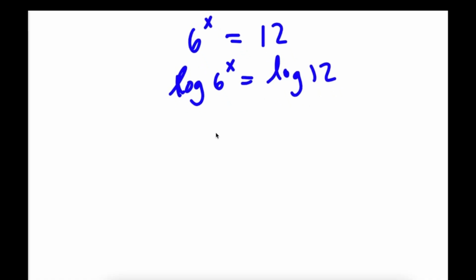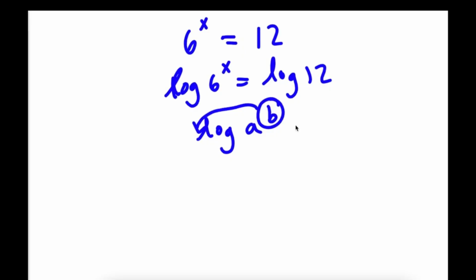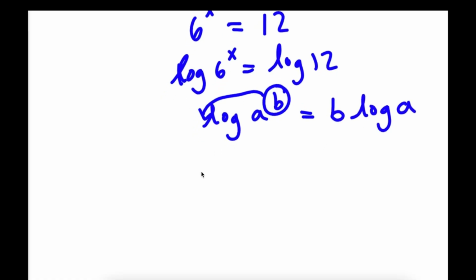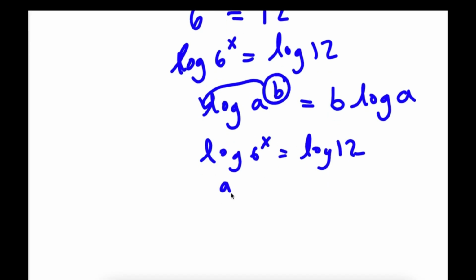Now, an important property of logarithms is that, let's say I have log a to the power of b. I can actually move this exponent b to the front of the logarithm. So this is going to be equal to b times log a. So now for log 6 to the power of x is equal to log 12, we can think of a as 6 and b as x.